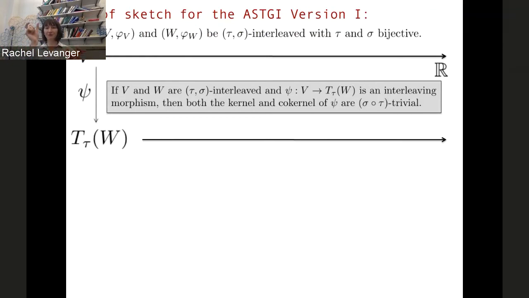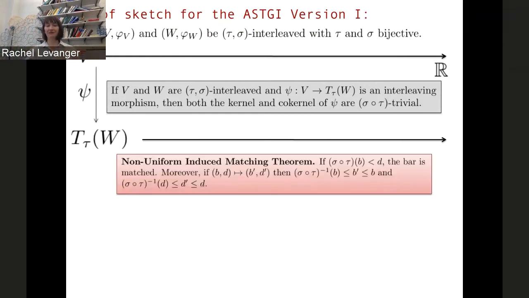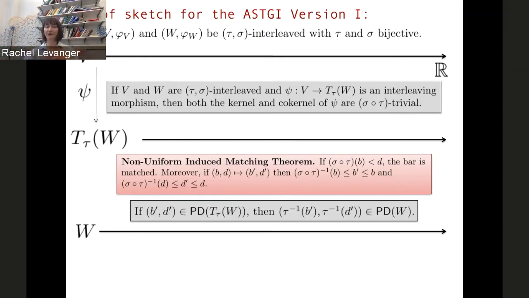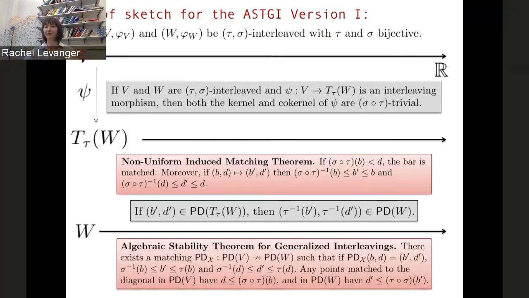If they're both really short, then a direct application of the non-uniform induced matching theorem says that if we control the sizes of the kernels and co-kernels, we can control the type of matching that you get out of it. So now we have a matching that we can build between V and the shifted persistence module W. We just unshift it now with the inverse of tau to get back to W.